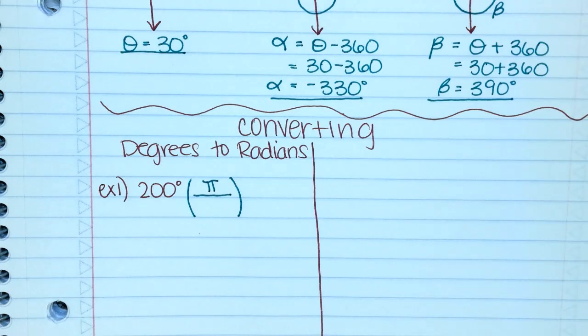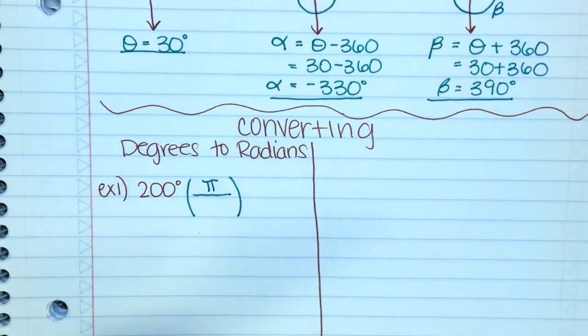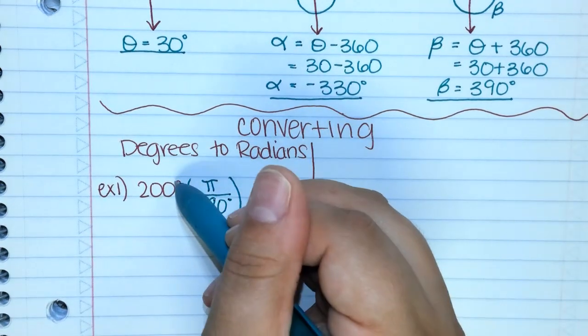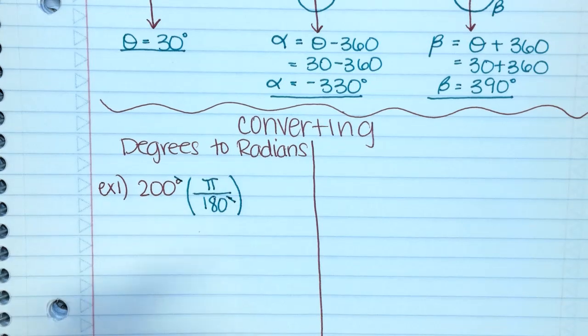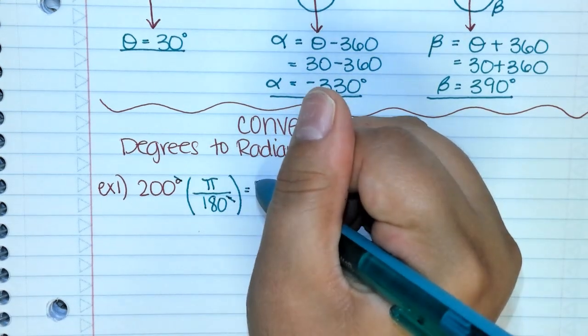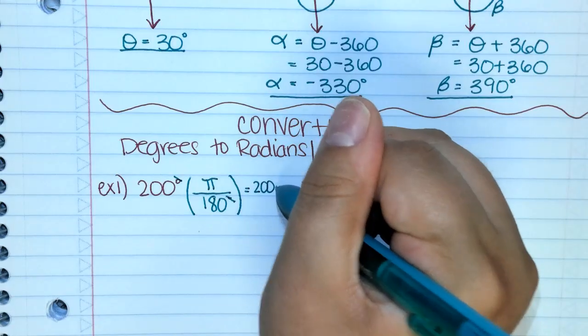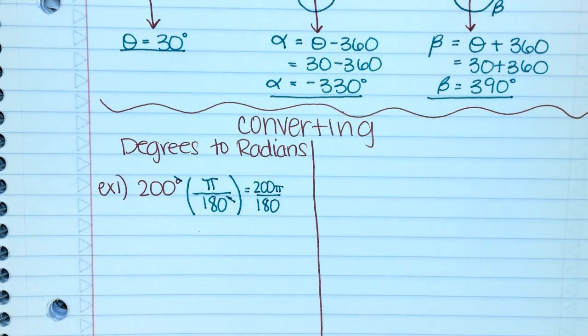Okay, although you are absolutely right. I apologize. Let me rephrase that question. In degrees, what's equivalent to pi? 180 degrees. And do you see how this is like a conversion thing? I can cancel out my little degree symbol, and I will be left with 200 pi over 180.